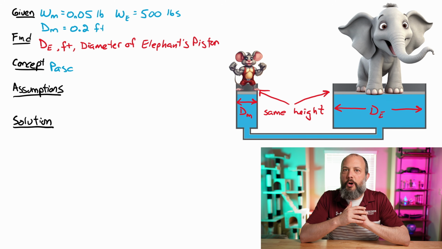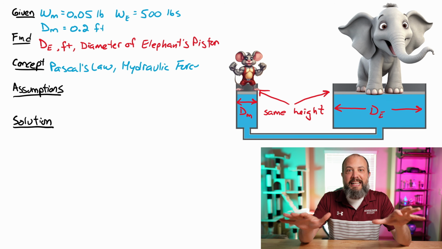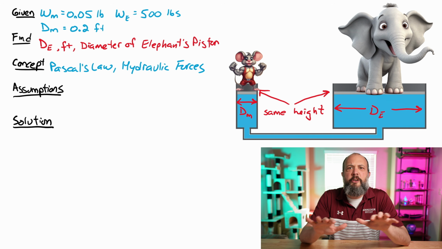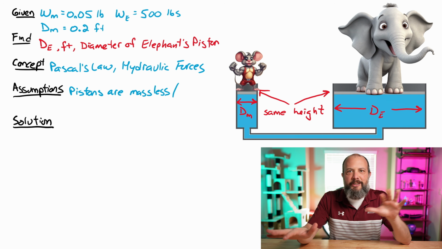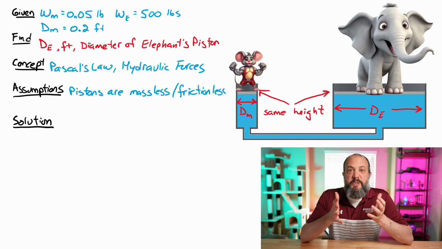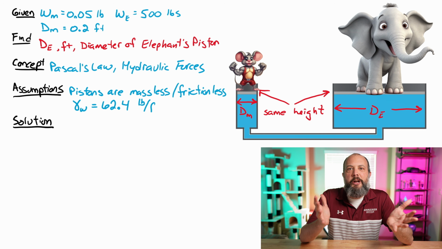Fluid mechanics problems always require assumptions. For this problem, we're going to be ignoring the mass of the pistons and we're going to assume that they're frictionless. This lets us ignore the pistons entirely and just think about the mouse, the elephant, and the fluid. We are going to need some material properties for the fluid, so let's assume a standard specific weight of water of 62.4 pounds per cubic foot.